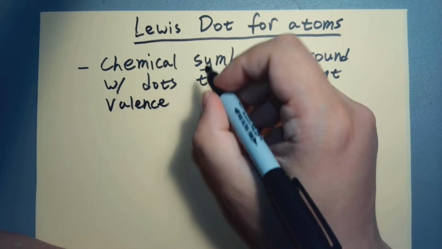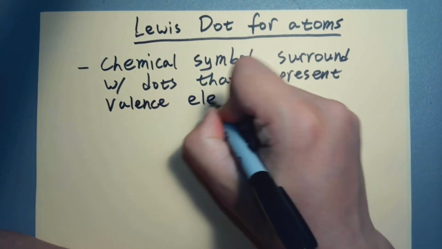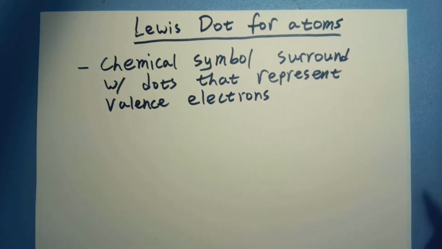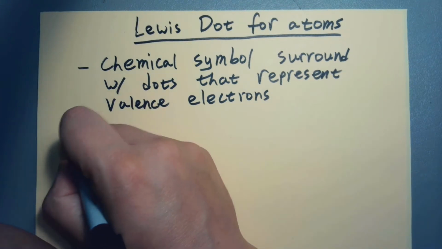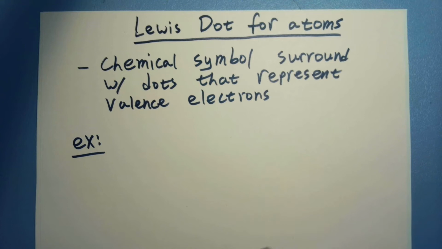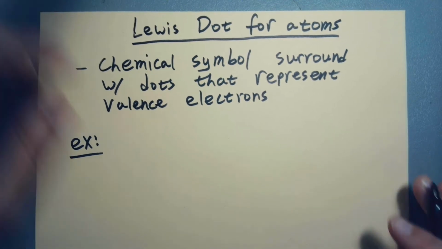So we aren't drawing all the inner electrons. We aren't drawing our protons and our neutrons. We aren't even drawing a nucleus. We're just writing a letter or two. So for example, let's see, I started with hydrogen last time. Let's do that again.